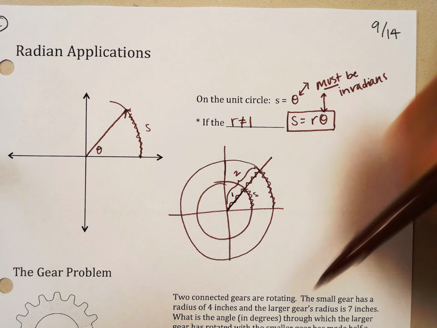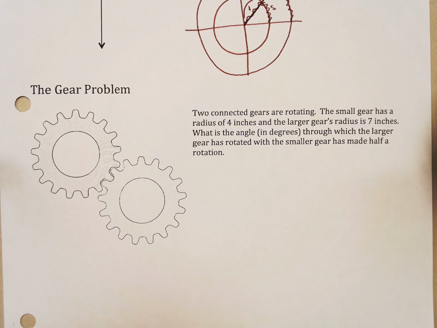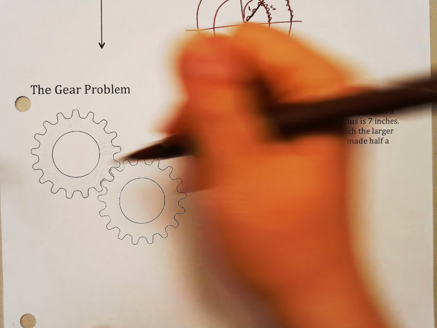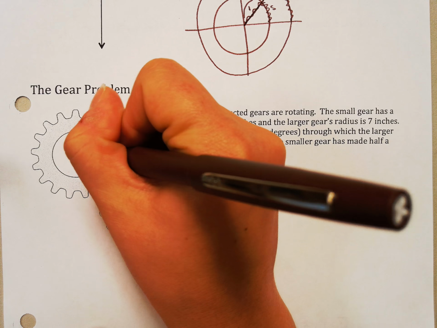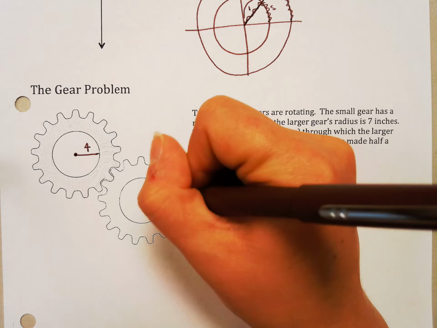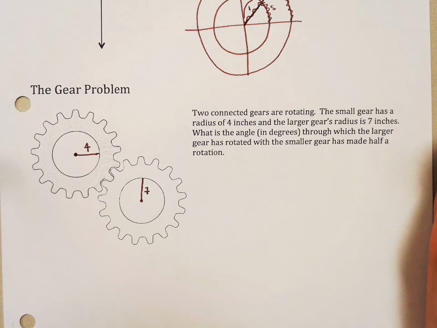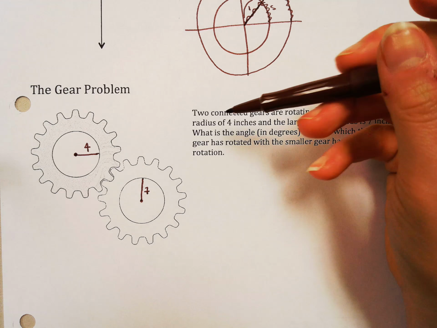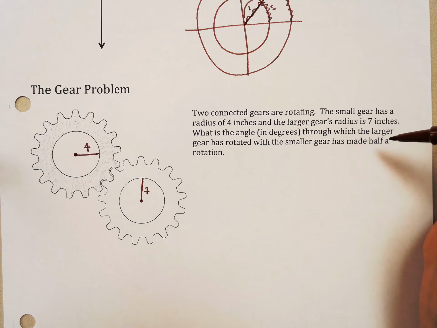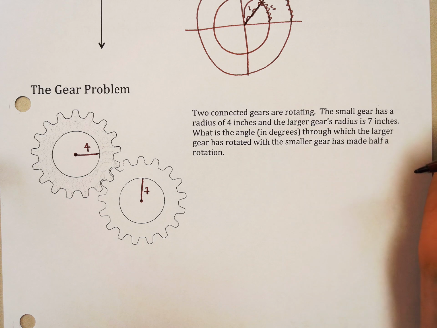Okay, so the application to that is this gear problem. We have two gears, connected by rotating. The smaller gear has a radius of 4 inches, so let's make this one the small gear. That's 4 inches. And the larger one has a radius of 7 inches. We're looking for the angle in degrees through which the larger gear has rotated with the smaller gear when the smaller gear has made half a rotation.